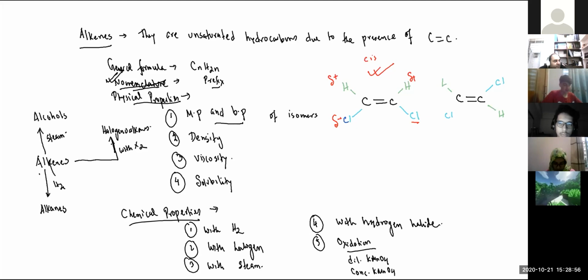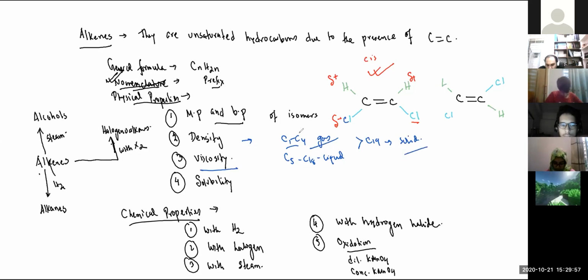Then density. You already know what happens to the density. It increases as the number of carbon atoms increases. Carbon 1 to carbon 4 is gas. Carbon 5 to carbon 18 is liquid. And carbon 19 onwards, it's solid. Then viscosity also increases, right? Viscosity also increases, yes.